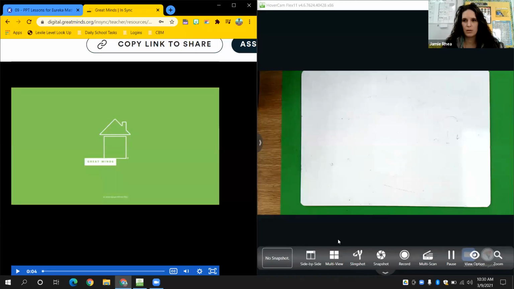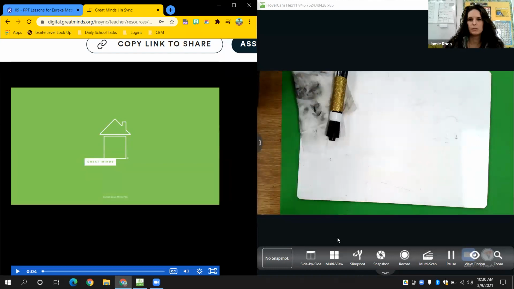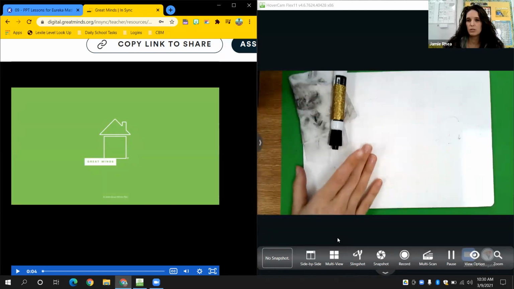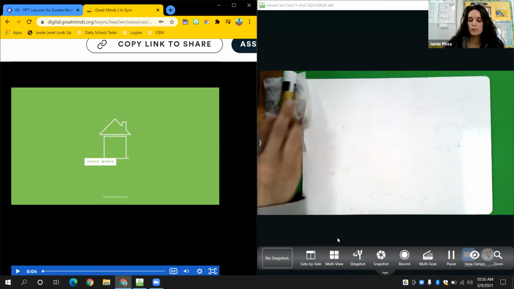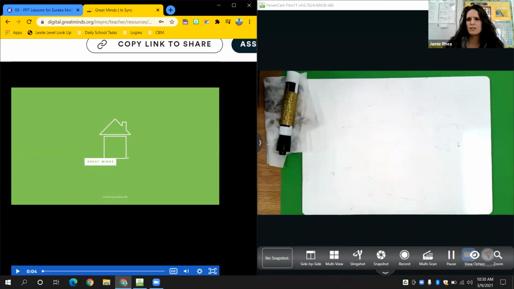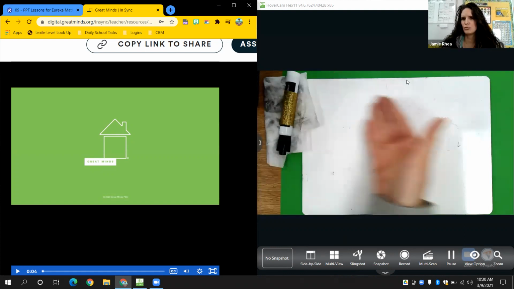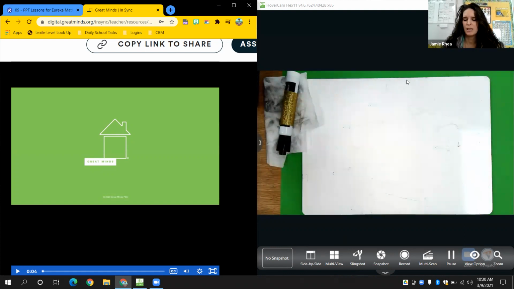Okay, ready to go? I got my whiteboard, my eraser, and my marker. You need something to write with because you're going to be writing this down too. Remember, Miss Curry is probably going to ask you to get some linking cubes. If you don't have linking cubes, that's perfectly fine. Draw it out. I do it all the time. All right, here we go.